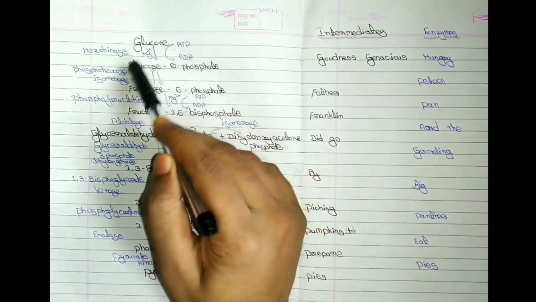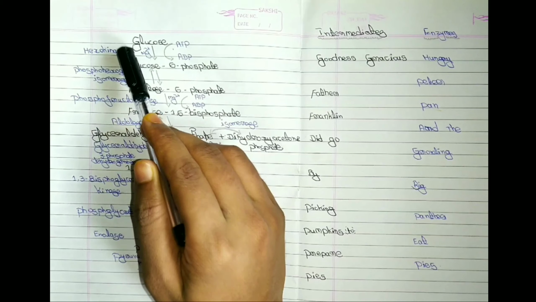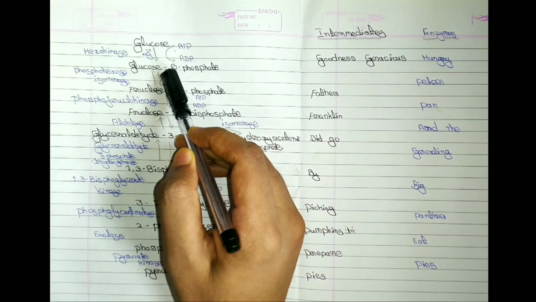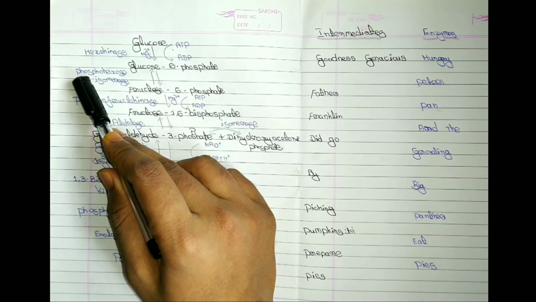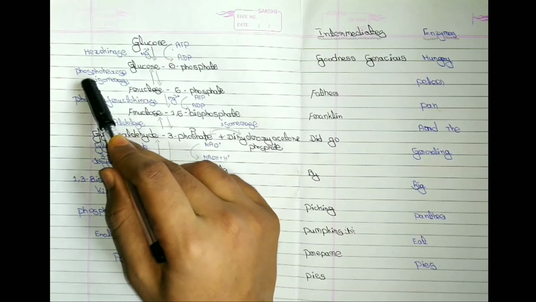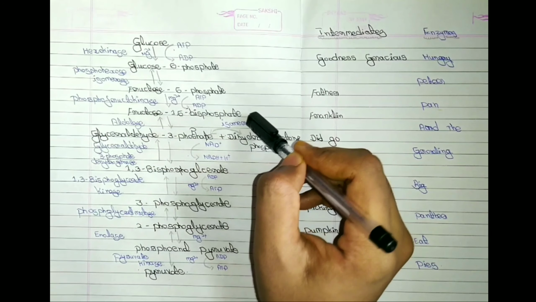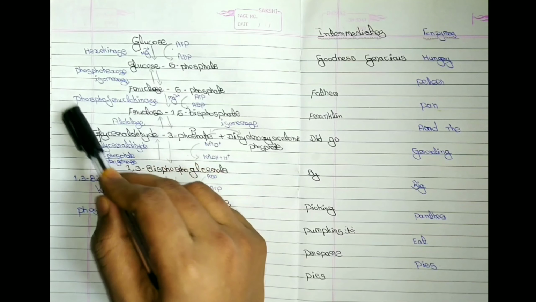Glucose will convert into glucose 6-phosphate in the presence of hexokinase. Hexokinase is in every cell and glucokinase in liver cells. Glucose 6-phosphate will convert into fructose 6-phosphate in the presence of phosphohexoisomerase. Fructose 6-phosphate into fructose 1,6 bisphosphate in the presence of phosphofructokinase. It is a regulatory enzyme.